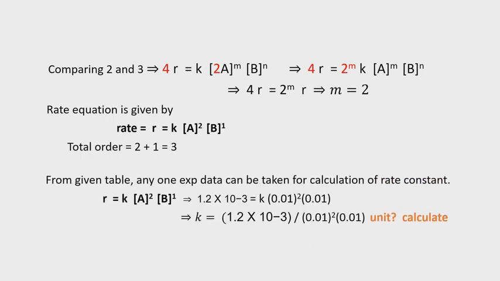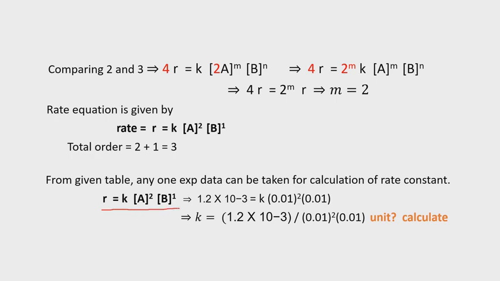Yes, this is important. Look at the question. In the question, one thing is mentioned: calculate rate constant. For this, from the given table, any one experimental data can be taken for the calculation of the rate constant. Experiments 1, 2, 3 are there, so you can take any one, you will get the K value. This is the ultimate: R equal to K into A square B power 1.